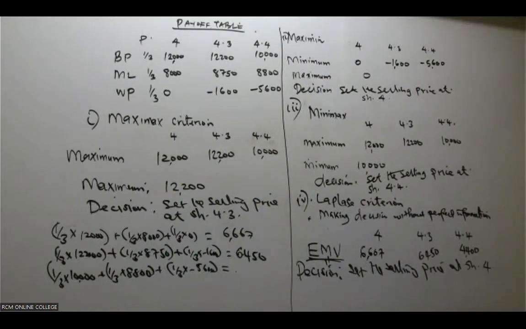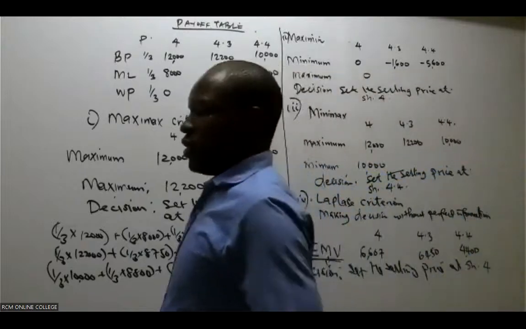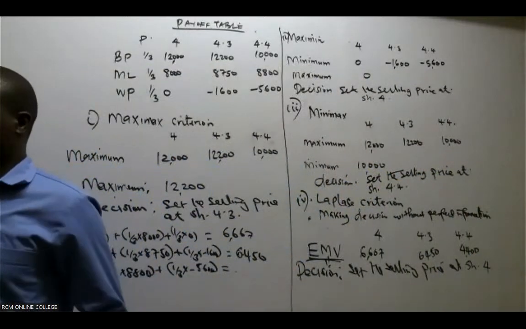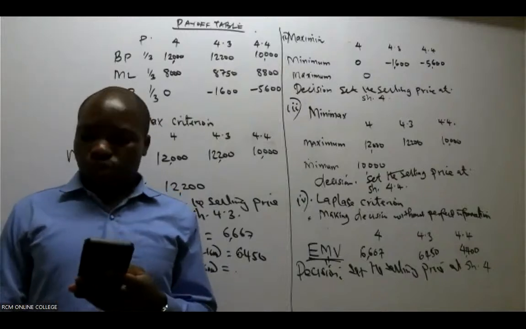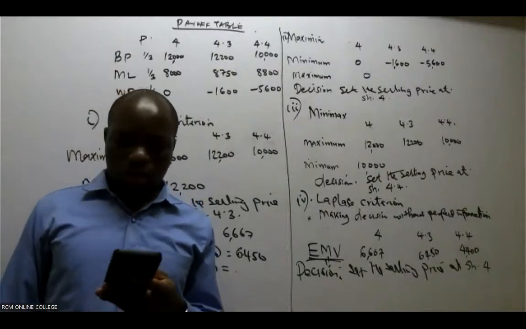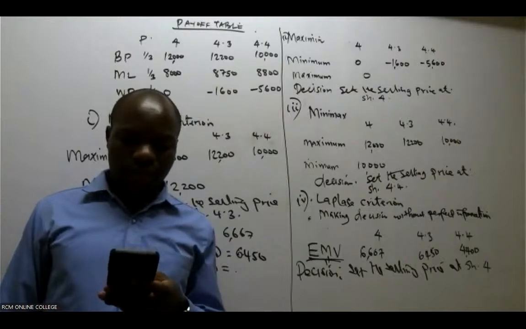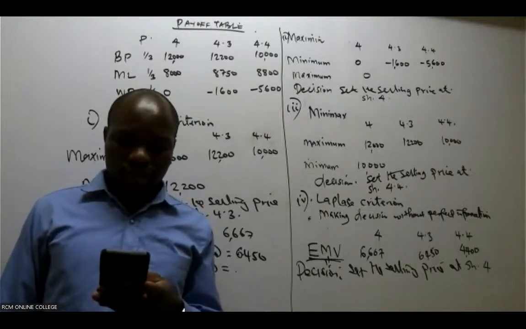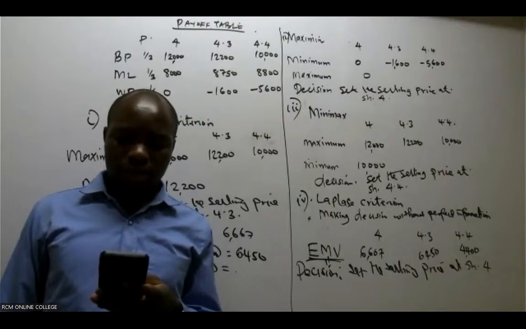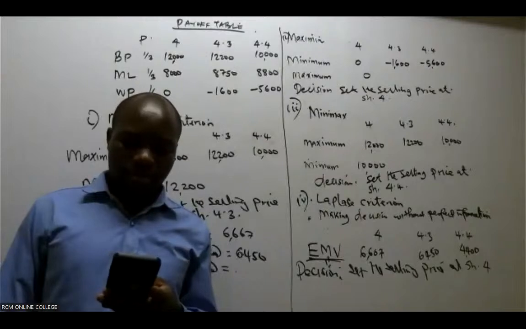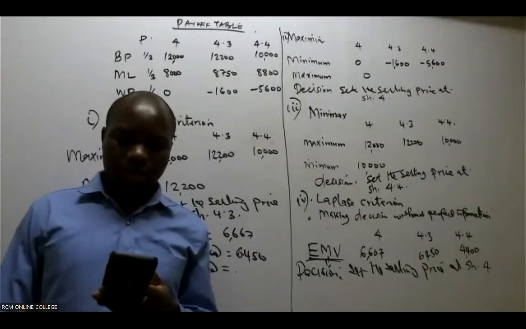At shillings 4. That is what we are required to do. Then we move to the very last part of that question. Let's see the very last part of the question. So that's how you get the criterion of Laplace, of maximax, of minimax.